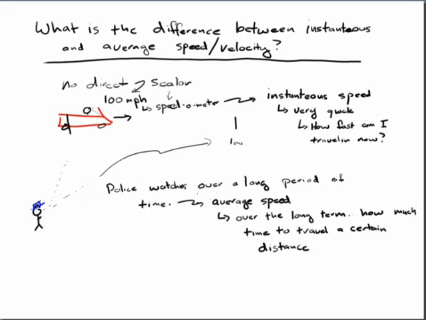But what if there's a policeman here and he's watching me and he's got his little badge on. He is watching me over the long distance and he watches me go past a mile marker. Let's say that this is mile 0, and then he records how much time it takes for me to travel from the 0 mile marker to the 1 mile marker. The police watches over a very long period of time. What he is looking at is my average speed. This is over the long term, how much time it took me to travel a distance from 0 to 1.